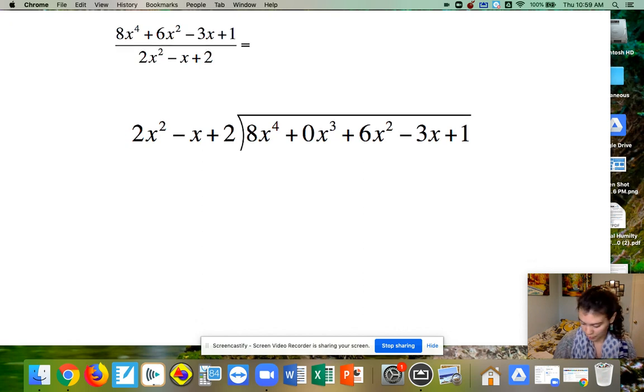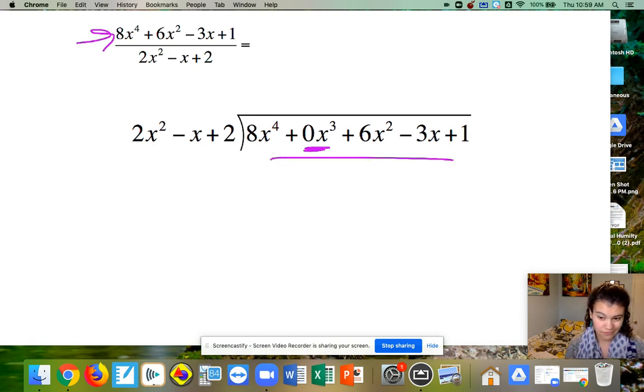Okay, we'll do another one here. So a little bit longer. We have 2x squared minus x plus 2. We want to divide 8x to the fourth plus 6x squared minus 3x plus 1 by this. If you look here at what I have written, there's a 0x cubed right here. That's kind of just a placeholder, because when I multiply this out, I'm going to end up skipping over some stuff, or I need to subtract from an x to the third, but there's no x to the third up here. So you don't have to include that under the division symbol, but it's very helpful to keep track of what everything is in your columns.